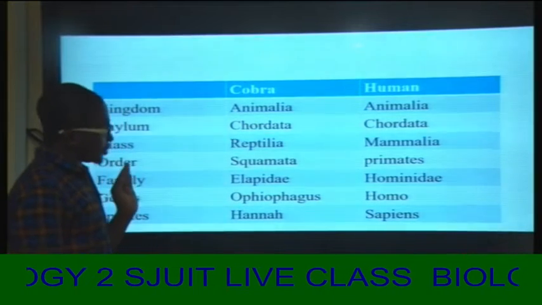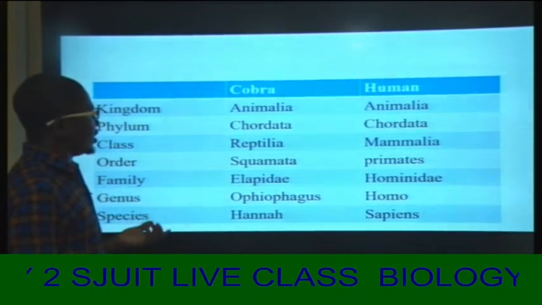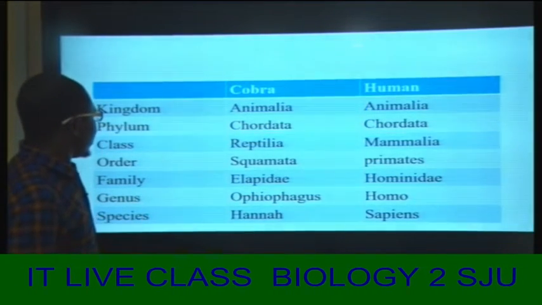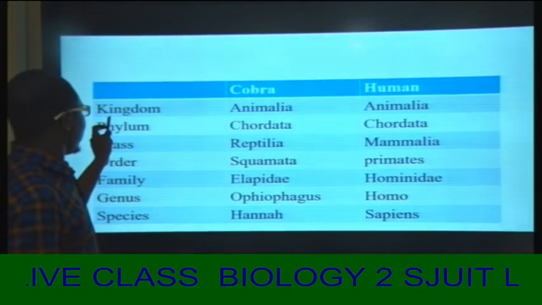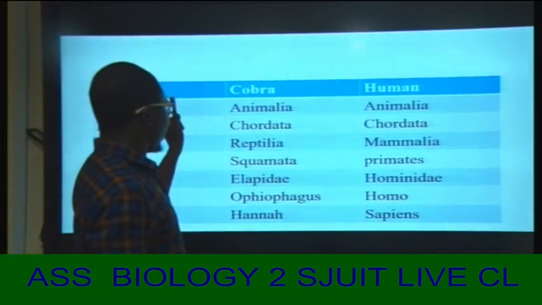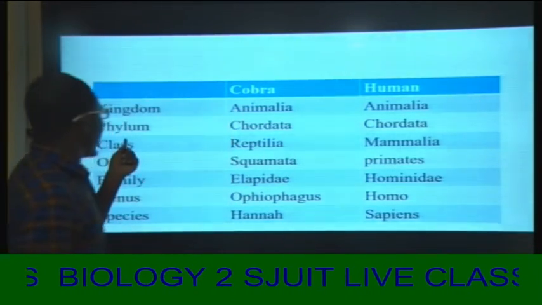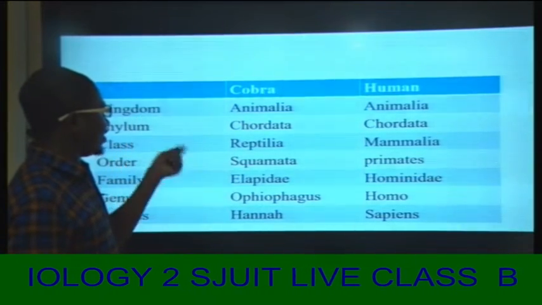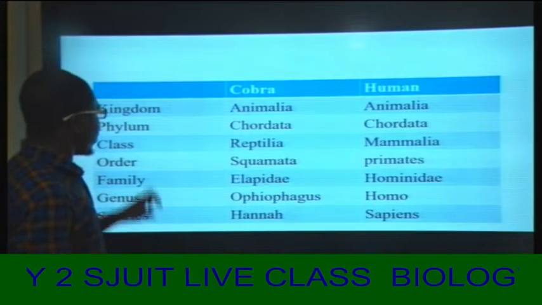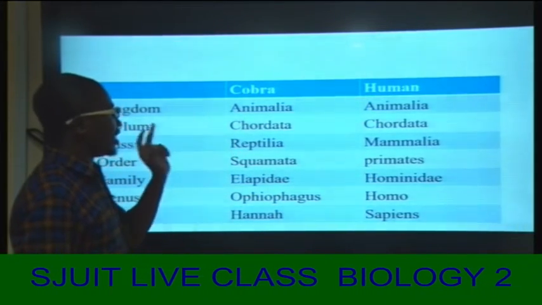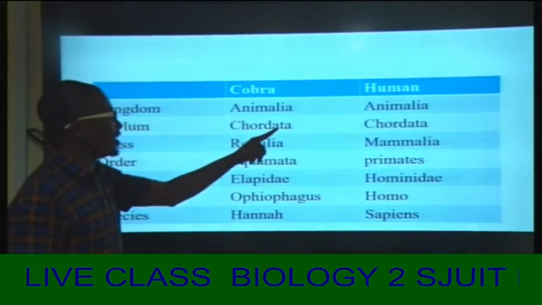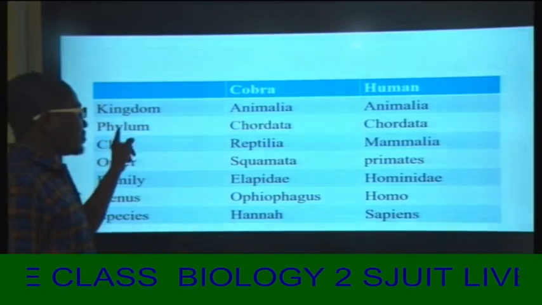According to our question, we are supposed to state the lowest taxon where human and the cobra are placed together. Let us see now the kingdom of cobra and the human. Both have the same kingdom, that is kingdom Animalia. Phylum, again they share the same phylum, that is Chordata, but they differ in the other ranks. So cobra and the human share 2 ranks. The first one is kingdom, both Animalia, and the second one is phylum, both Chordata.